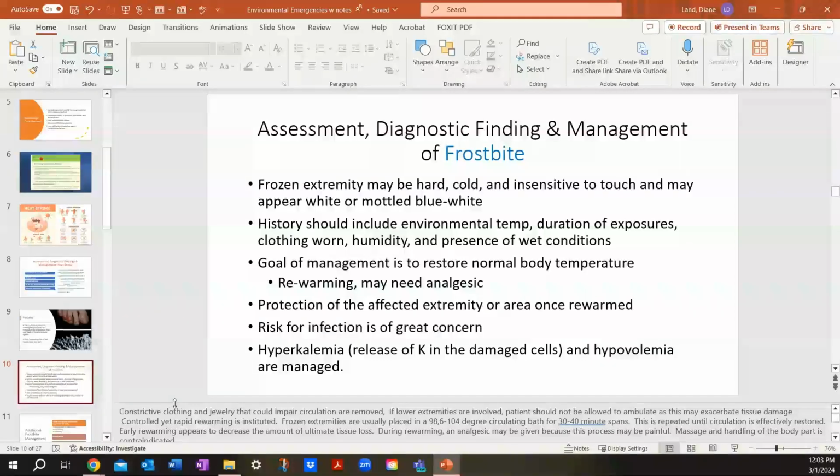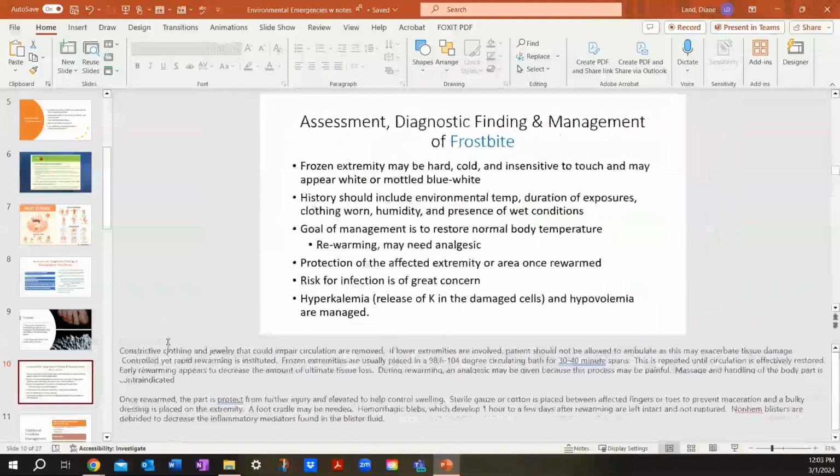So what we do is the constrictive clothing and jewelry that could impair circulation is all removed. If the lower extremities are involved, patients should not be allowed to ambulate because this can exacerbate tissue damage. Controlled yet rapid rewarming is instituted. Frozen extremities are usually placed in a 98.6 to 40 degree circulating bath for 30 to 40 minutes at a time. And because we want vasodilatation, but we don't want rebound vasoconstriction if they're in there too long. This is repeated until circulation is effectively restored.